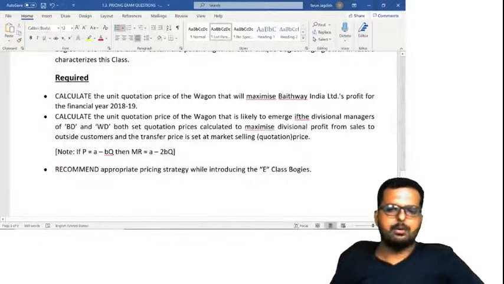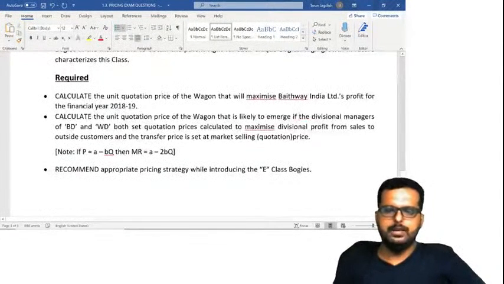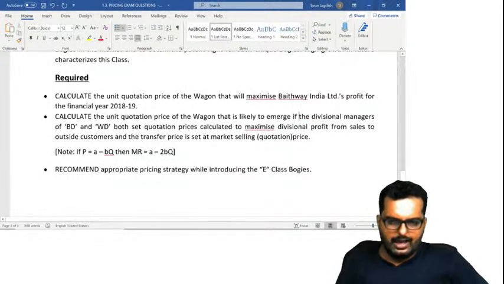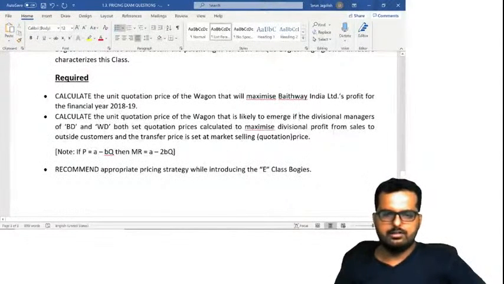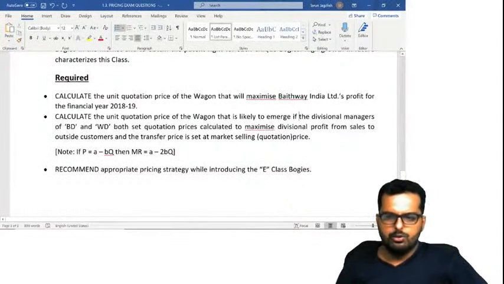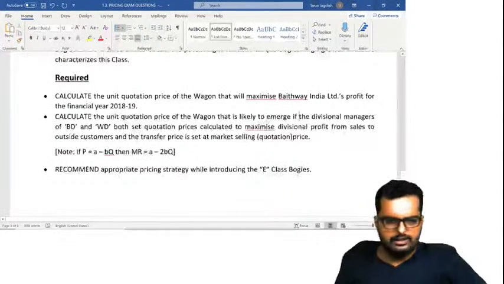Calculate the unit quotation price of the wagon that is likely to emerge if the divisional managers of BD and WD both set quotation prices. Calculate the maximum divisional profit from sale to the outside customer, with the transfer price set at the market selling quotation price. Friends, read through this question once again.